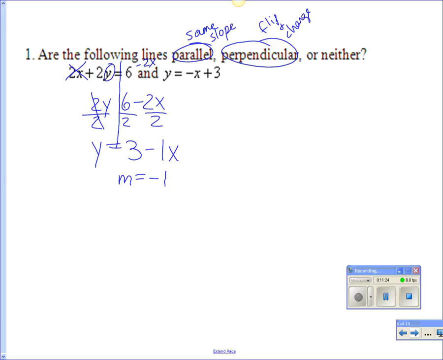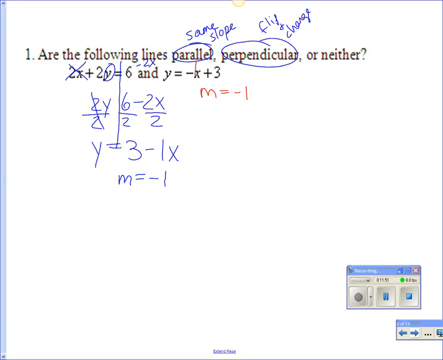Over here we don't have to do any work because it already is y equals. It's already in y equals form. Okay, what number can we put in front of the x? 1. Okay, what is the slope of this line right here? Negative 1. So I'm going to put m equals negative 1. Please don't put your head down. All right. So I got m equals negative 1 in blue. I got m equals negative 1 in red.